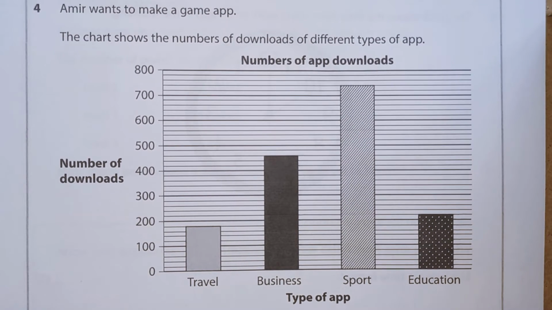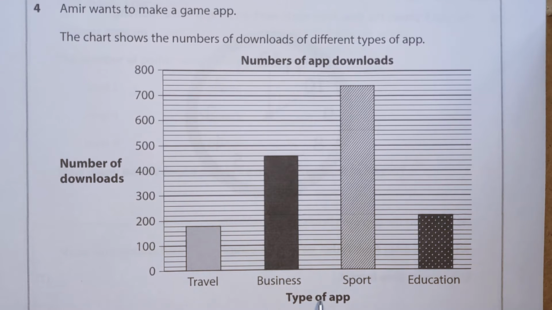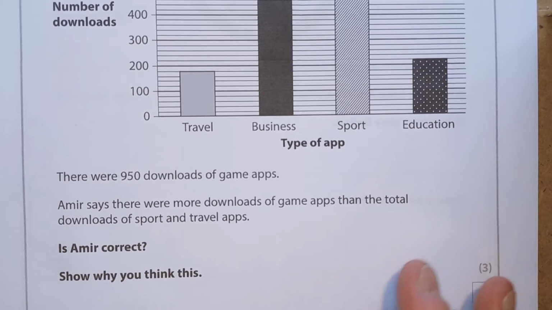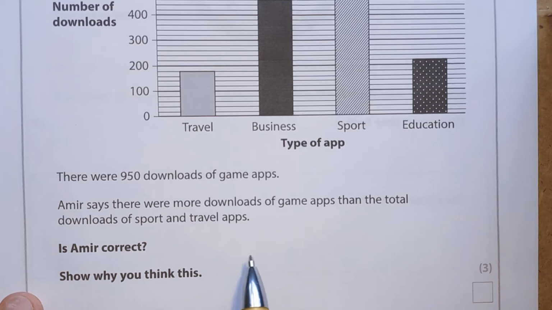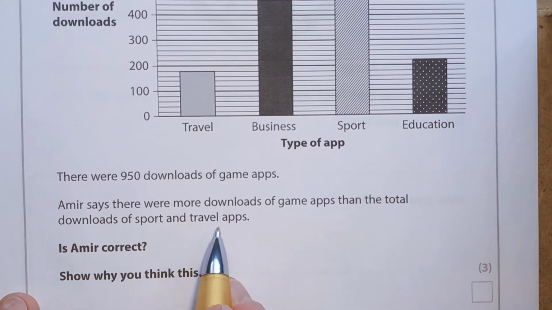Question 4. Amir wants to make a game app. The chart shows the numbers of downloads of different types of app. So we've got the number of downloads here, 100, 200, 300. Then we've got the type of app. We've got a travel app, business app, sport app, and an education app. There were 950 downloads of game apps, which isn't shown on the graph. Amir says there were more downloads of game apps than the total downloads of sport and travel apps. Is Amir correct? Well, we need to know how many downloads there were for sport and travel apps.